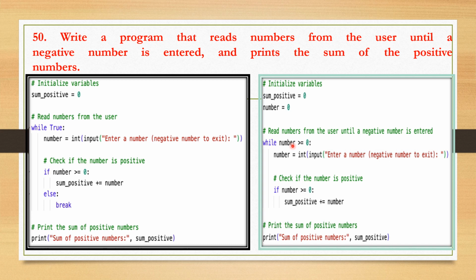If it is, we add it to the sum positive variable. Otherwise, the loop continues until a negative number is entered. So once the loop is exited, we print the sum of positive numbers using this print statement. By using the condition of the while loop as the exit condition, we avoid the need for a break statement.